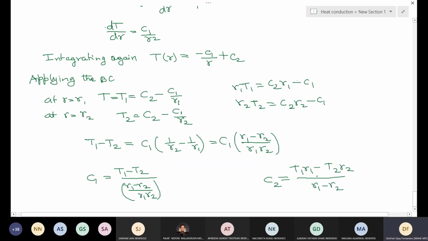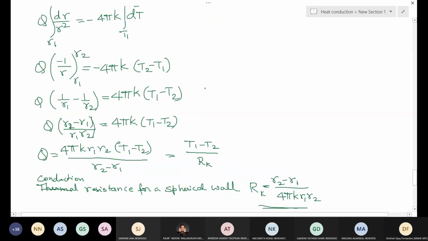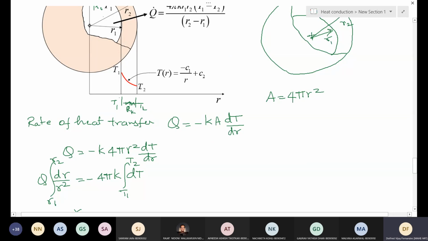So we can write the temperature profile based on these values, C1 and C2. We can write the temperature profile for a given spherical wall, C2 minus C1 by R. Again, this is not a linear profile, it is non-linear. Okay, temperature profile is non-linear. So this is how it looks.